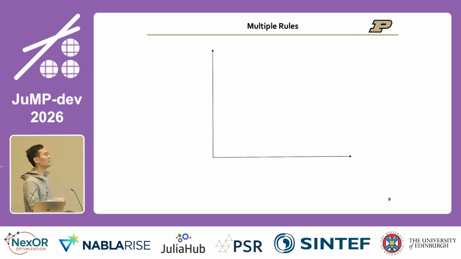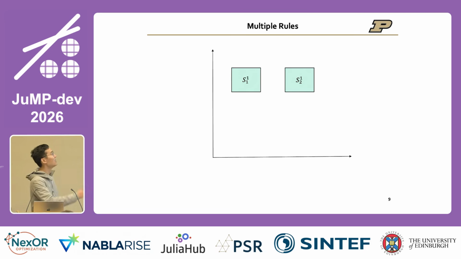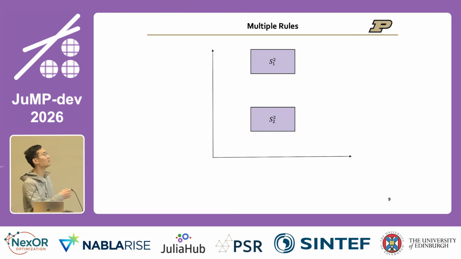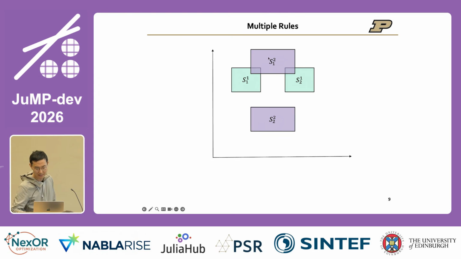Now, what if you have multiple rules, right? So let's say we have two sets of rules. The first set of rules is saying it's in either S11 or S12. Then we have a second set of rules saying that the constraint should be in S21 or S22, right? So now what you want to get is essentially these two regions as your only feasible set, right? If you intersect two disjunctive sets.